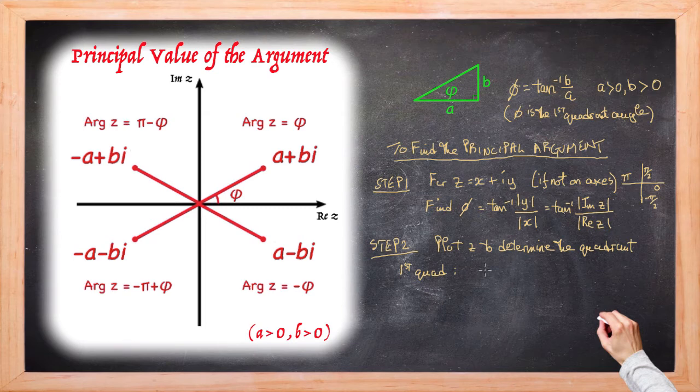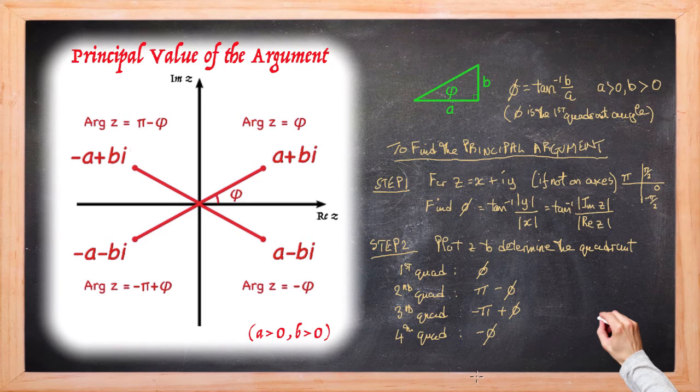It's just phi. If we're in the second quadrant, well, remember we rotated a positive direction all the way around to pi and then subtracted the first quadrant angle. The third quadrant was the reverse of that. We rotated in a negative direction all the way around to pi, so that's negative pi, and then added the first quadrant angle, and finally the fourth quadrant was just the negative of the first quadrant angle. So that's the whole system for finding principal arguments.